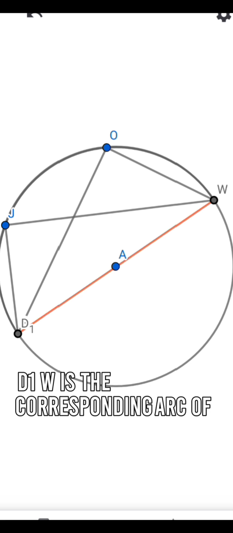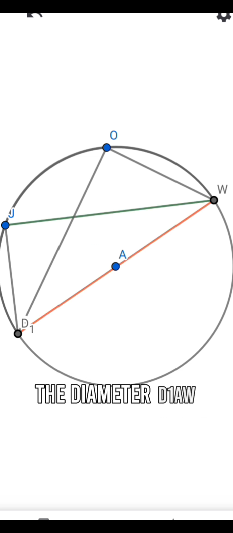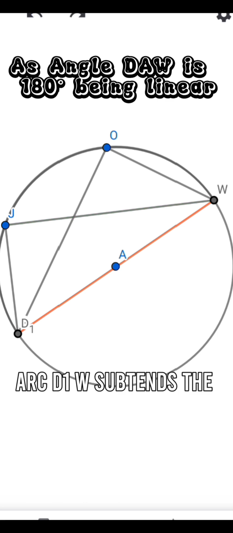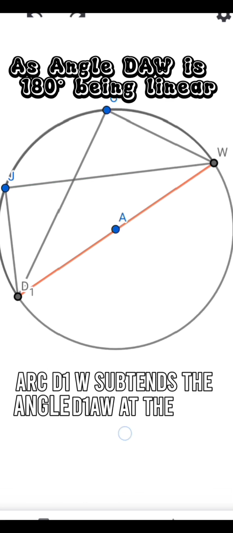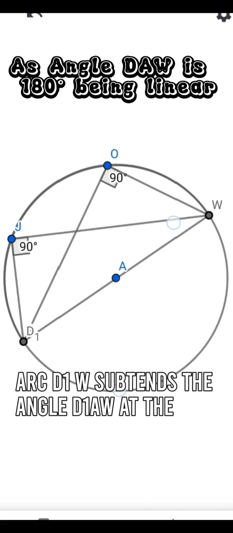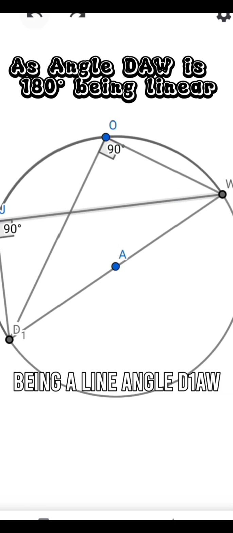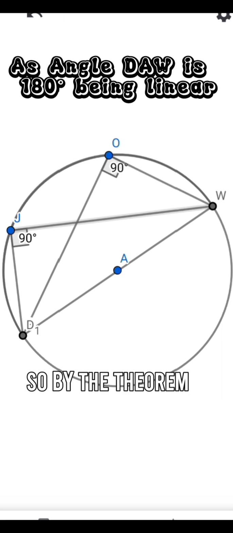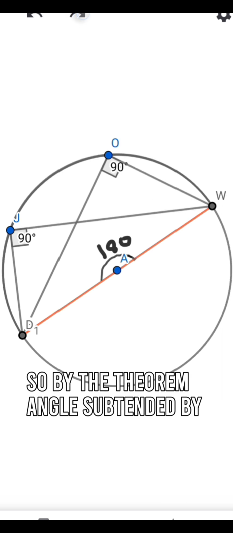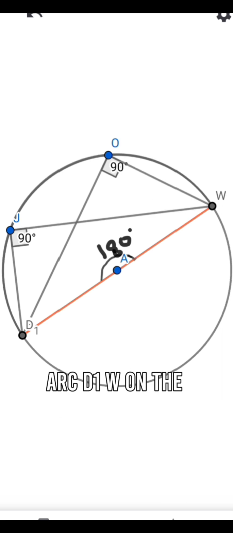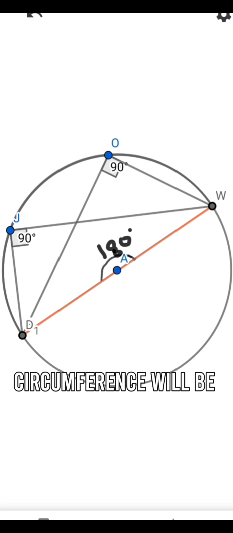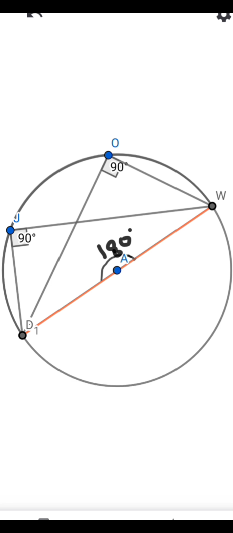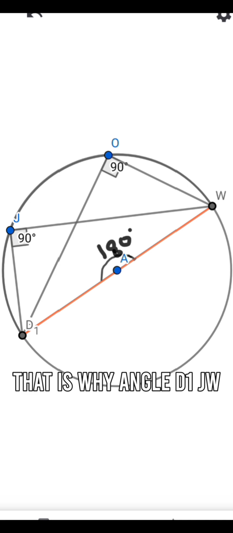D1W is the corresponding arc of the diameter D1AW. Arc D1W subtends the angle D1AW at the center of the circle. Being a line, angle D1AW is 180 degree. So by the theorem, the angle subtended by arc D1W on the remaining circumference will be half of 180 degree. That is why angles D1JW and D1OW will be half of 180 degree, that is 90.